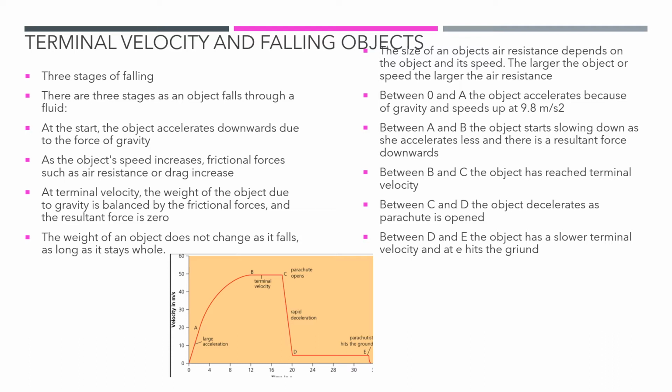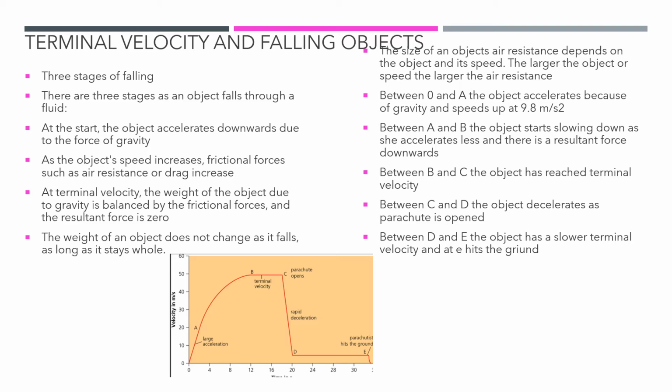A classic example of this is skydiving. It's the same principle for skydiving as well. On the graph below, we can see that at A, there is a large acceleration when the skydiver just jumps out of the plane. At B, terminal velocity, when all the forces are balanced.